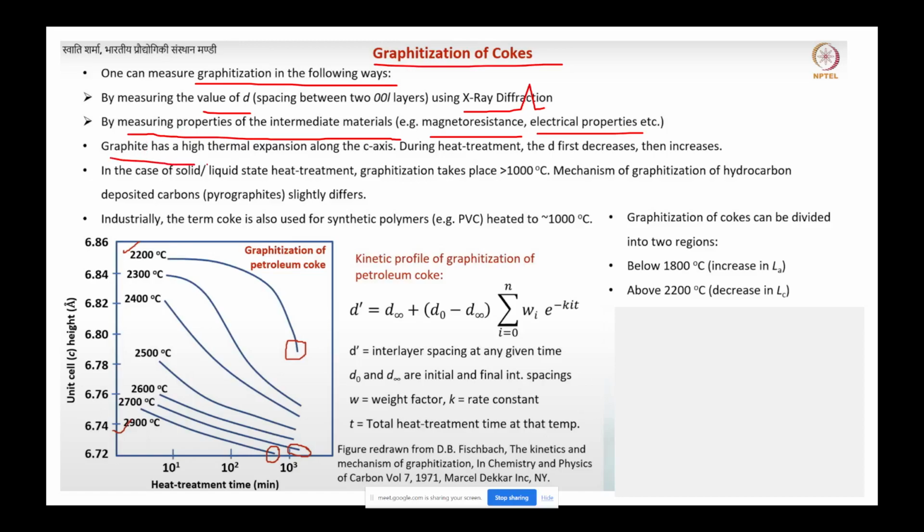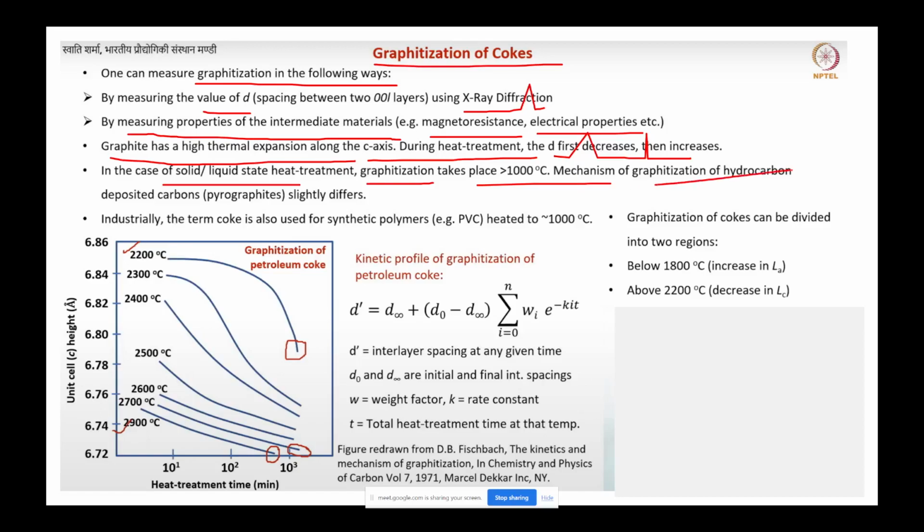So graphite has a high thermal expansion along the C-axis during heat treatment. The D spacing first decreases and then it will increase. In the case of solid-liquid state heat treatment, graphitization takes place at more than 1000 degrees centigrade.